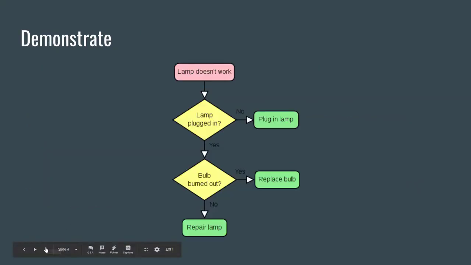Some kind of demonstration that we had here was, what if a lamp doesn't work? Is the lamp plugged in? Yes or no. If it's no, then you need to plug in the lamp. If it's yes, then we can keep going. Is the bulb burnt out? Yes or no. If it's yes, then you need to replace the bulb. If it's no, then you might as well need to replace the lamp. That's one example of solving a problem that flowcharts can really help with.